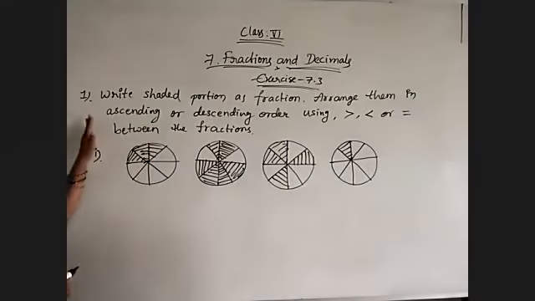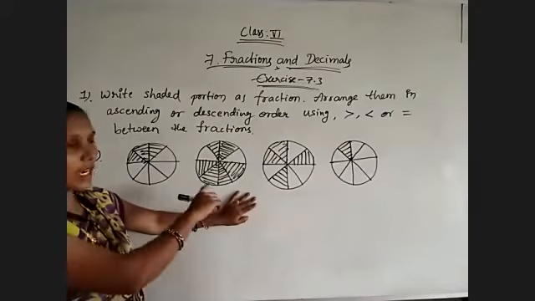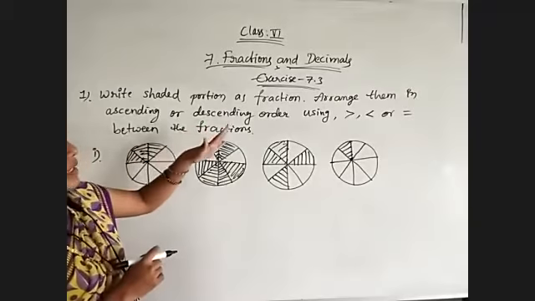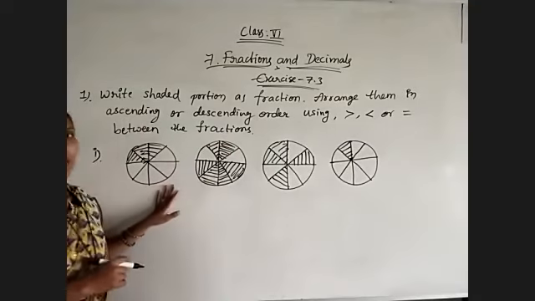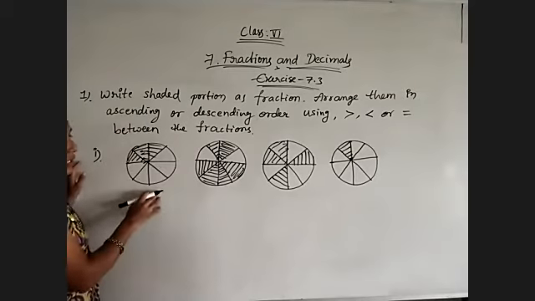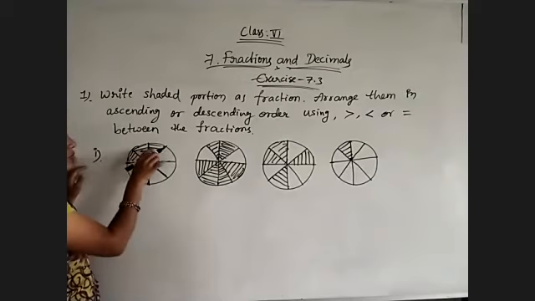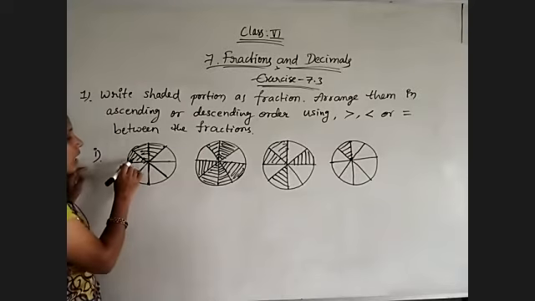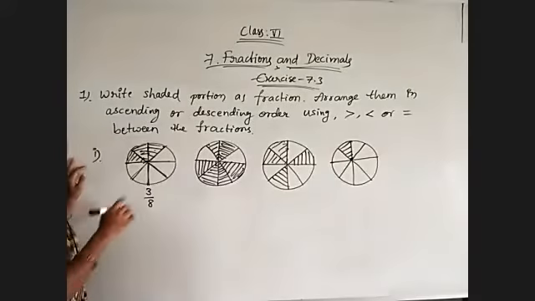Observe the given question first. Write the shaded portion as fractions. Whatever pictures are shown, for that we need to write the fraction for the shaded portion. Then arrange them in ascending or descending order using those symbols. First of all, try to write them in fractional form. Here this is divided into a total of 8 equal parts, so the denominator is 8. And how many are shaded? 1, 2, 3. So this fraction is 3 out of 8.